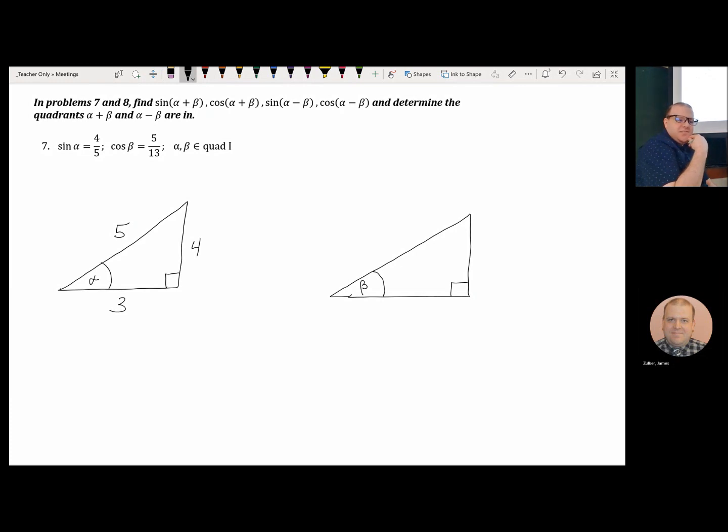So your adjacent, the base of the triangle, there's the 5. The hypotenuse is 13. What's the missing length? Deceptively drawn, 12. That's why you never assume the scale.